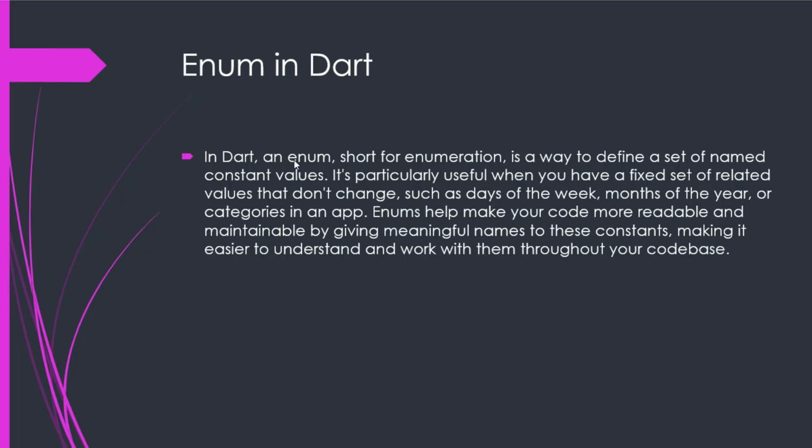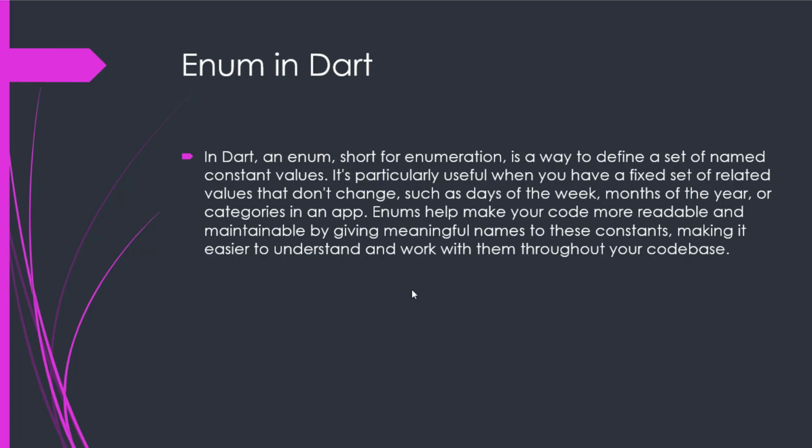In Dart programming, an enum, short for enumeration, is a way to define a set of named constant values. It is particularly useful when you have a fixed set of related values that don't change, such as days of the week, months of the year, or categories in an app. Enums help make your code more readable and maintainable by giving meaningful names to these constants, making it easier to understand and work with them throughout your code base.